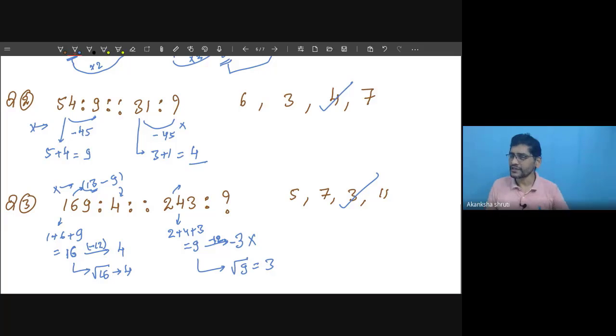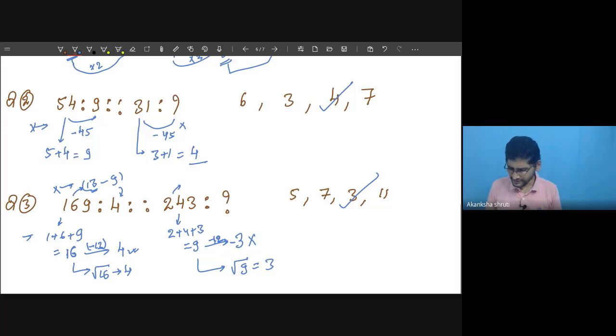So this way you have to think all the possibilities. The other way, considering the digit relation, adding the digits, 1 plus 6 plus 9, we are getting 16. From 16 to 4, we can reach by subtracting 12. So 16 minus 12 is 4. Applying the same approach, 2 plus 4 plus 3, the sum of digits is 9. Subtracting 12, it is minus 3. But minus 3 is not in option.